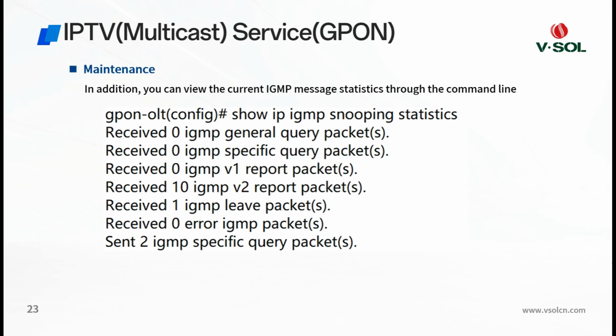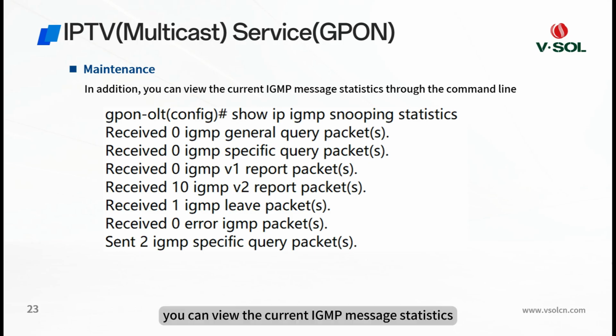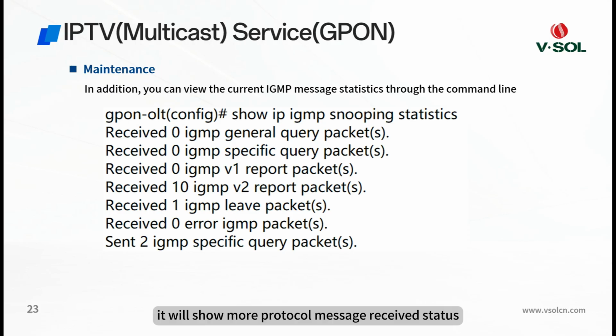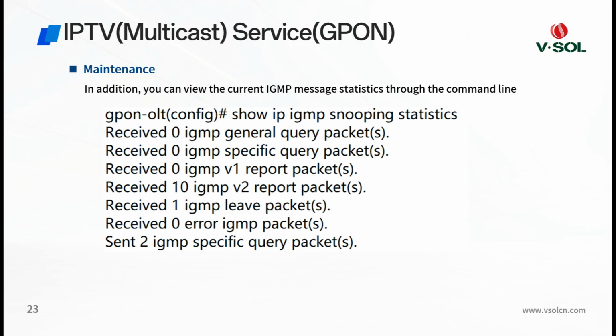In addition, you can view the current IGMP message statistics through the command line. In the command line, it will show more protocol message received status. This command shows the IGMP packets received by the OLT. When clients are not able to play IPTV, focus on the IGMPv2 report packet. If the client TV plays, IGMP will send a report packet to the OLT.